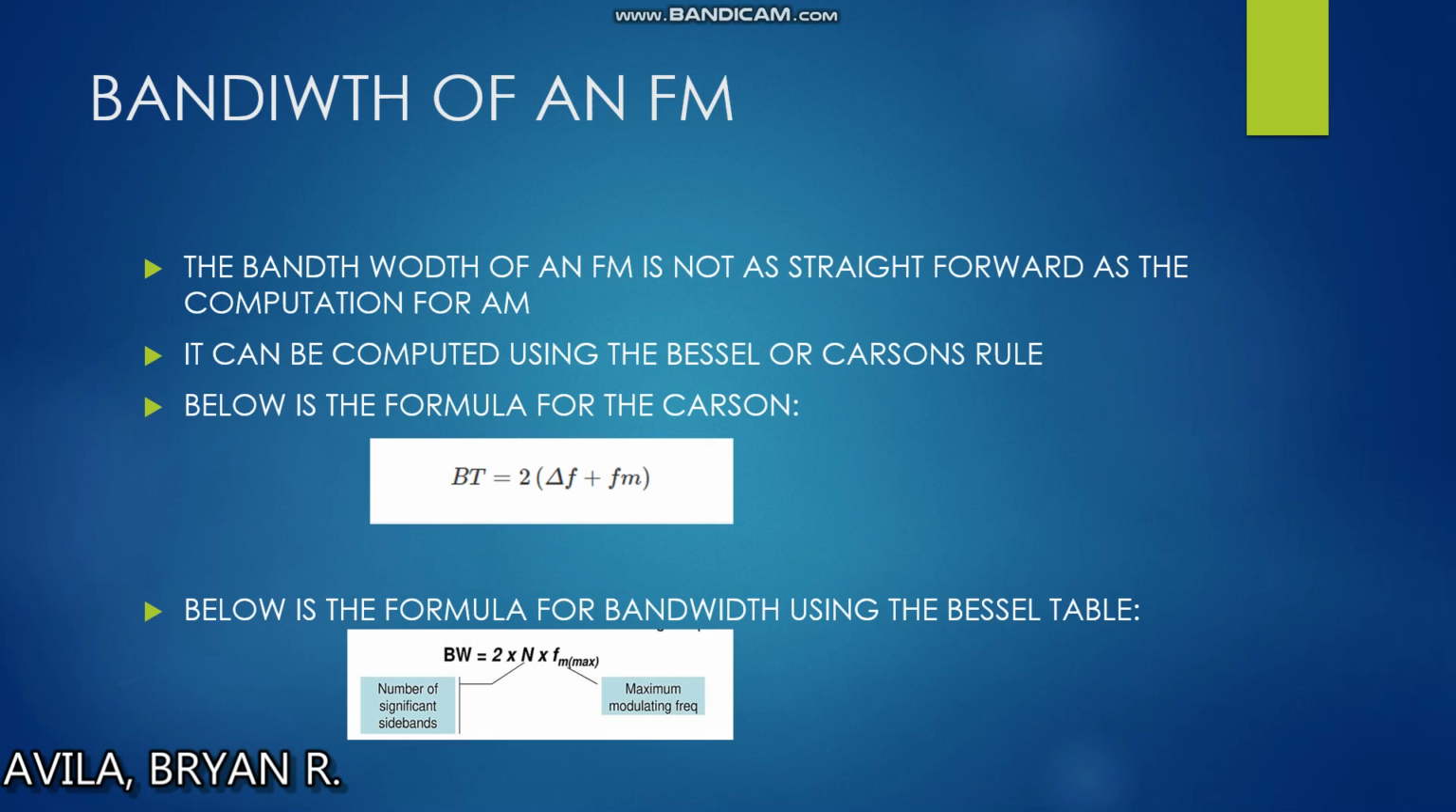Now, the bandwidth of an FM or frequency modulation. The bandwidth of an FM is not as straightforward as the computation for AM. As we said earlier, FM's bandwidth is much harder to get because it is unpredictable. It can be computed using the Bessel or Carson's rule. Carson's rule can also be used on FM. This is the formula for Carson's rule, where 2 times triangle F plus Fm.